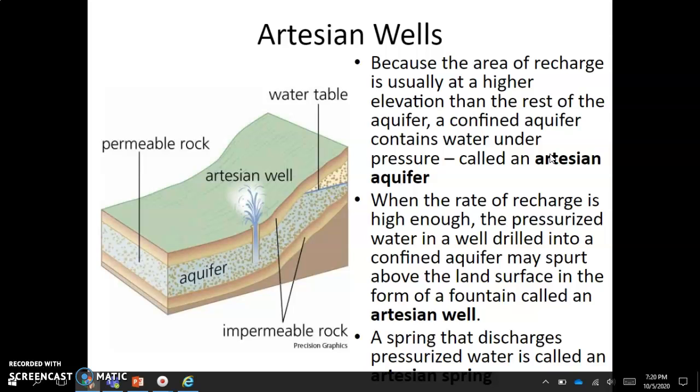An artesian well, again, you get an artesian well in a confined aquifer. So basically these are pressurized from their own confinement. When the rate of recharge is high enough, the pressurized water in a well drilled into a confined aquifer may spurt above the land surface in the form of a fountain. So again, artesian wells are pressurized on their own, and basically you do not have to pull the water out of them. A spring that discharges pressurized water is called an artesian spring.